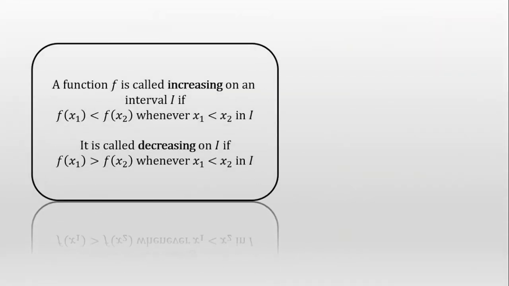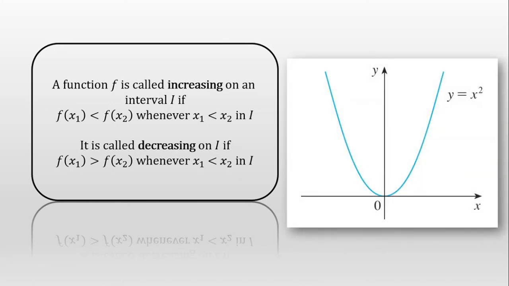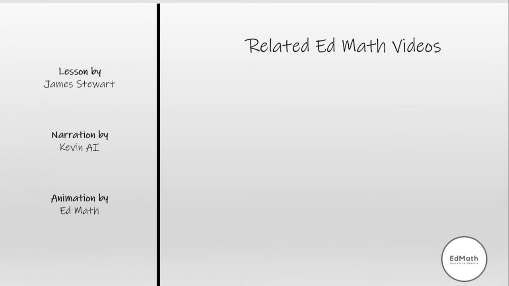In the definition of an increasing function, it is important to realize that the inequality f(x₁) less than f(x₂) must be satisfied for every pair of numbers x₁ and x₂ in an interval I with x₁ less than x₂. You can see from the graph that the function f(x) = x² is decreasing on the interval (-∞, 0] and increasing on the interval [0, ∞).